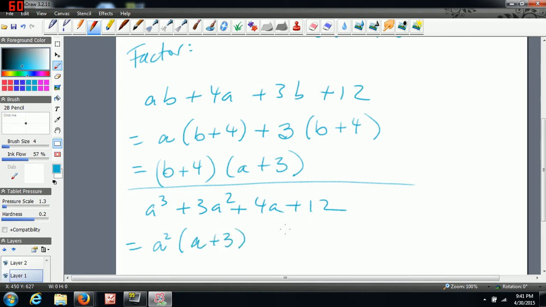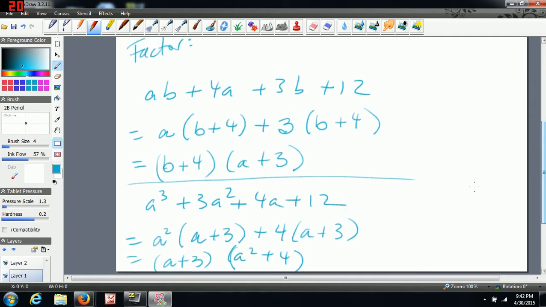And over here, if I factor these, I could take out a 4 and I'd be left with a plus 3 there. And then I could actually factor out an a plus 3 and then I'd be left with a plus 4. So that would be the factoring by grouping here. Okay, so that's how I would factor that expression right there. Okay, let's do a few more examples.